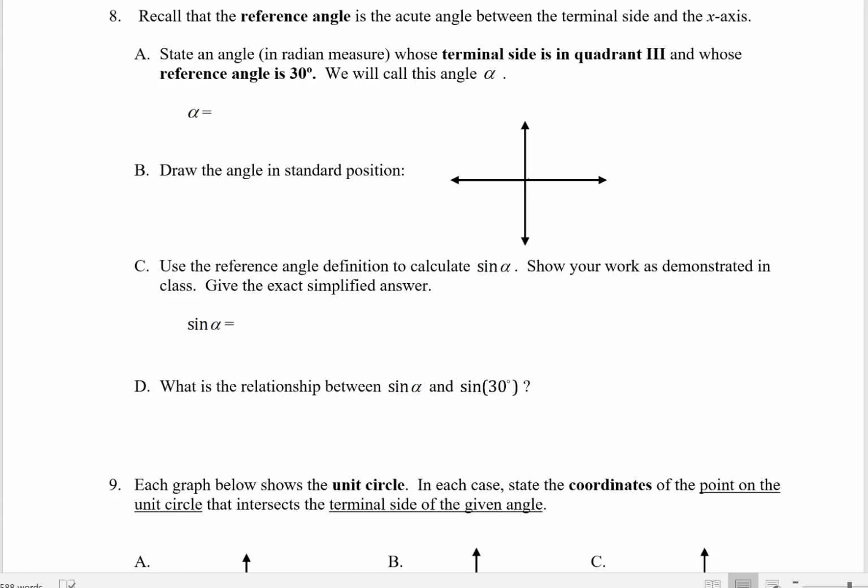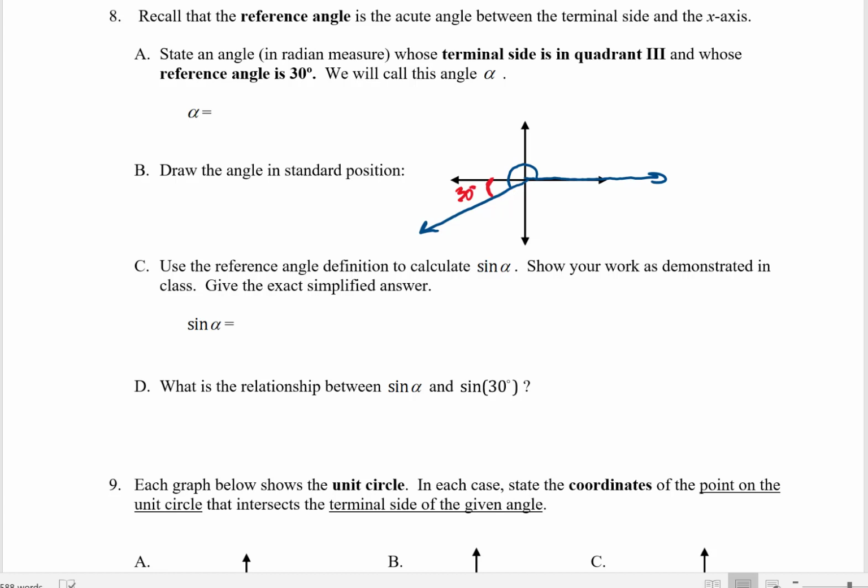I think I can do both at the same time. Let's see. If my terminal side is in quadrant 3, then I'm going to have to rotate around a little while. How will I know when to stop? Well, I want the reference angle to be 30 degrees. Reference angle is the angle between the terminal side and the x-axis. In other words, here's the reference angle right here. So I need to go 30 degrees past the 180 mark.